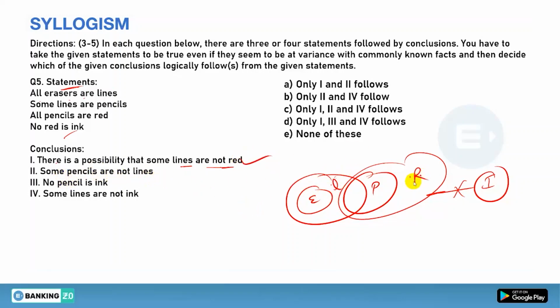Second, some pencil are not lines. Some pencil are not lines, we can't say. Because between pencil and line there is a relationship of some, and where there is a relationship of some not, we don't know about it. So it will be wrong.